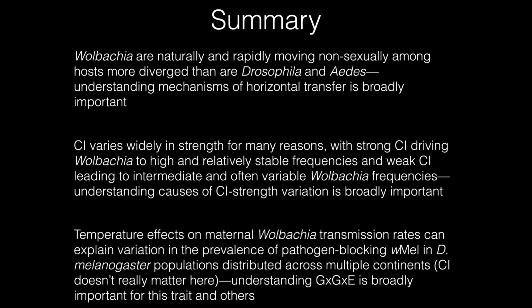CI strength varies widely for many reasons: the host genome, the Wolbachia genome, Cifs, even individual nucleotides, male age, temperature, lots of other things. That's very important because CI strength, particularly when strong, can drive Wolbachia to high frequencies. And then finally, as I just showed, we think temperature effects on maternal transmission are particularly important, because if we can figure out how much maternal transmission is being disrupted using the mathematical models, that can give us a really simple explanation for whether Wolbachia are common or not in host populations on continent-wide scales.